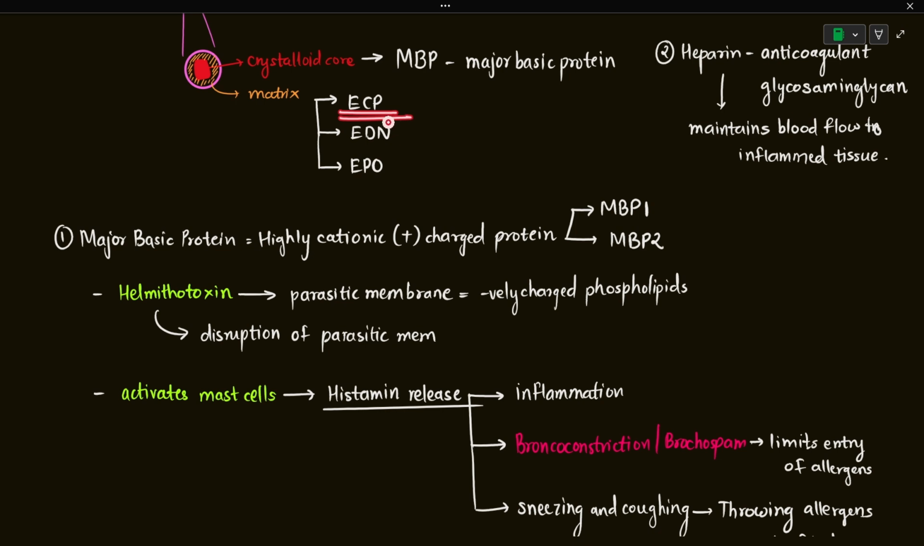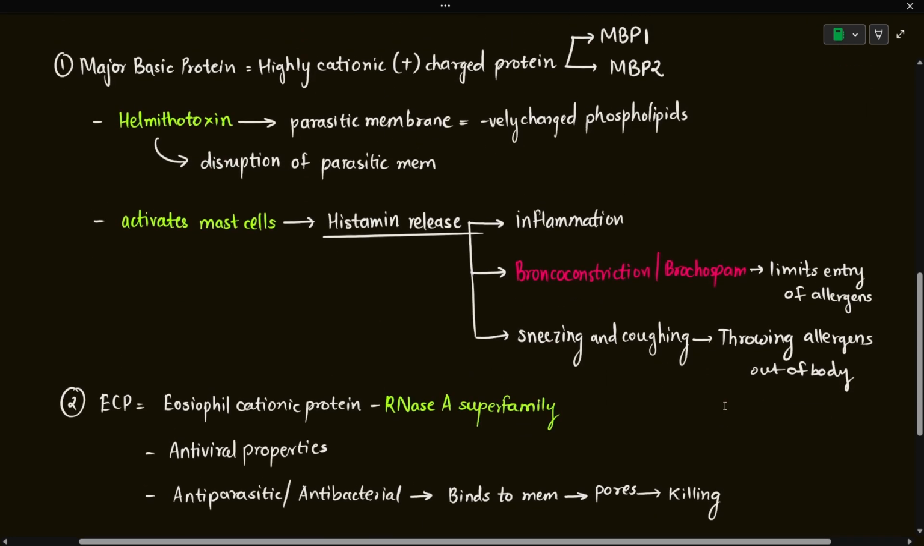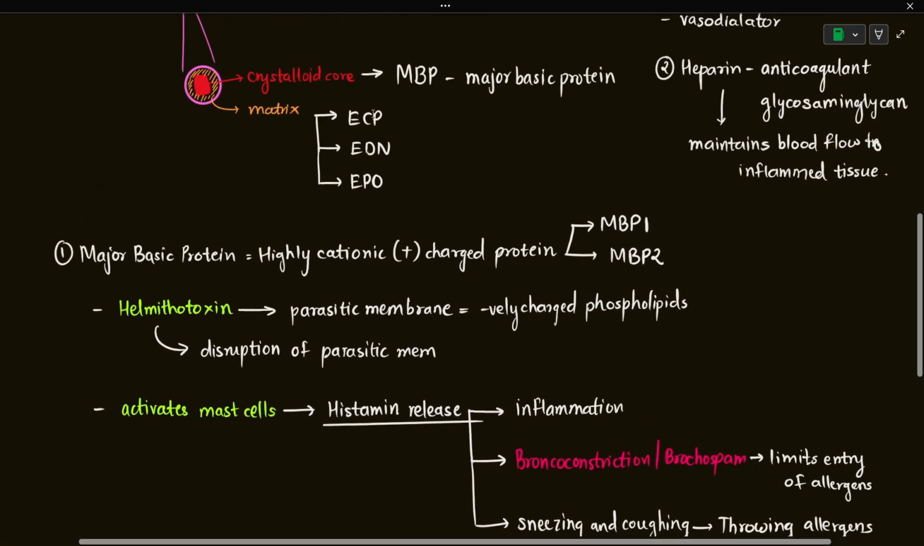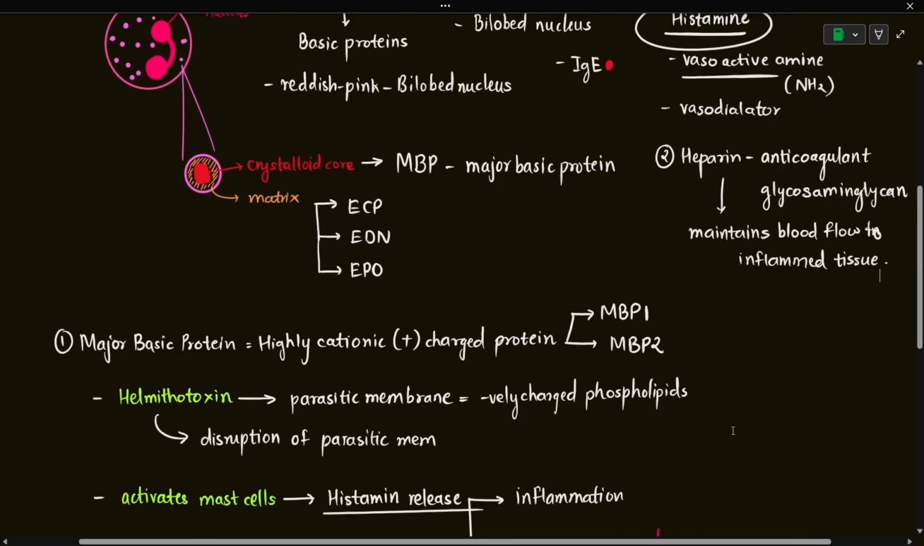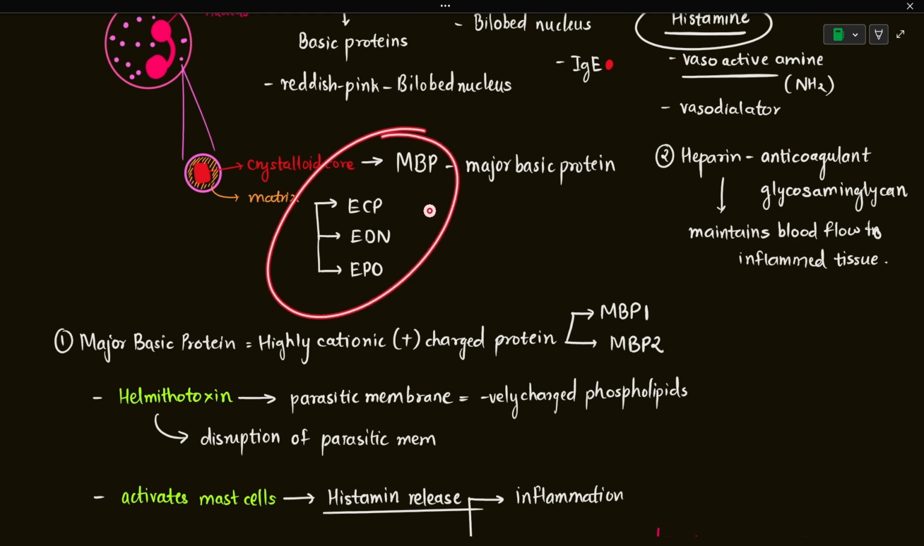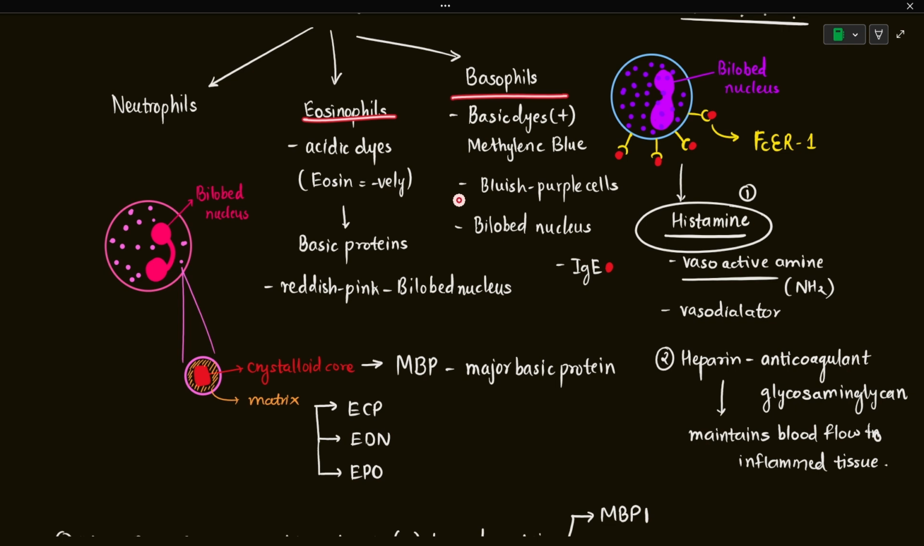ECP can also bind to the parasitic membrane, and it results in the killing of the pathogen. So killing of the parasite, and it also has antiviral properties. Both the ECP and EDN belong to the RNase A family, while the EPO is a peroxidase. So those four major proteins are there in the granules of the eosinophil, and basophils have histamine and heparin in their granules. Both eosinophils and basophils can release cytokines to do the immunomodulation, to recruit the other immune cells.